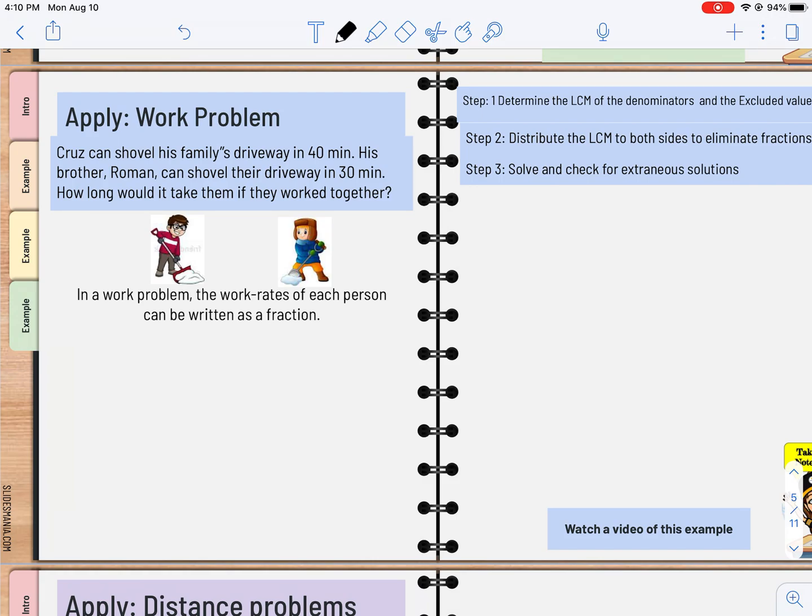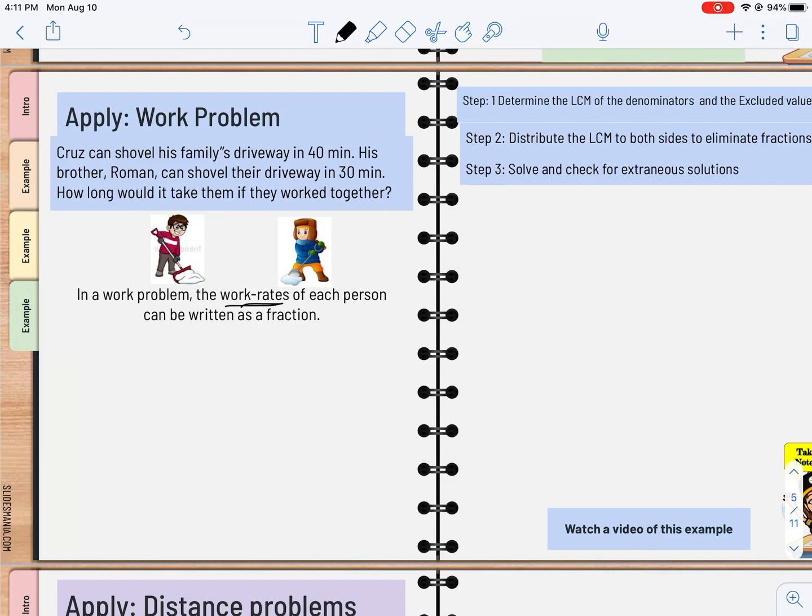So in this case, we look at Cruz shoveling the family driveway, and it takes him 40 minutes, and his brother Roman can do the same driveway in 30 minutes. So how long would it take them to do it together? Thinking logically, the fastest brother can do it in 30 minutes, so if the slower brother is helping him, your answer definitely has to be less than 30. So make sure when you get an answer, it sounds realistic.